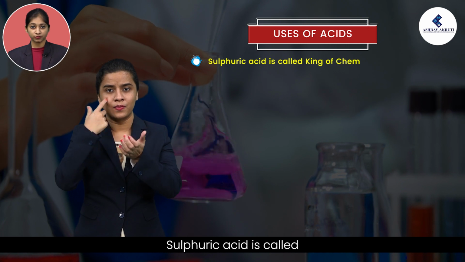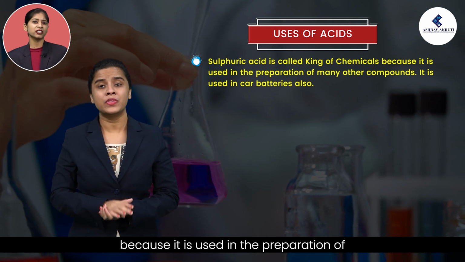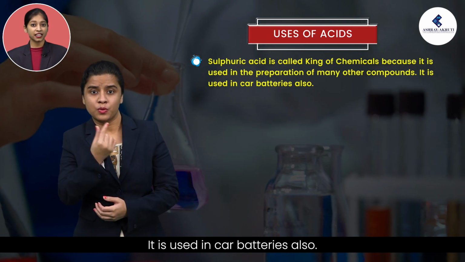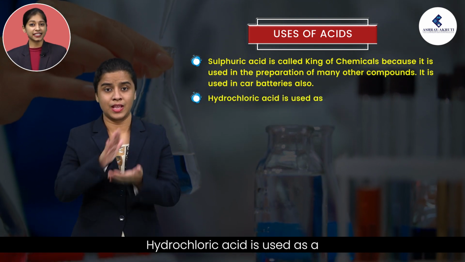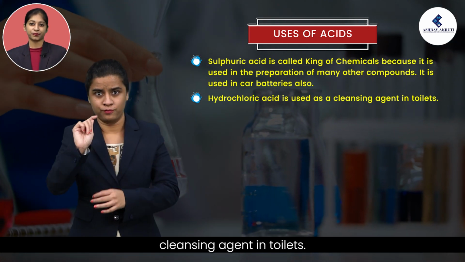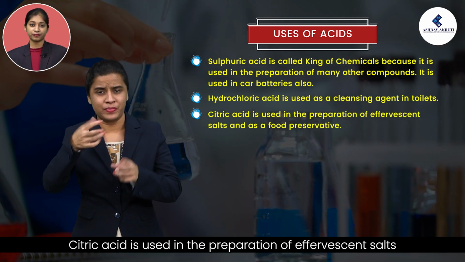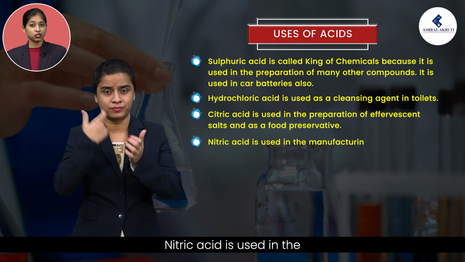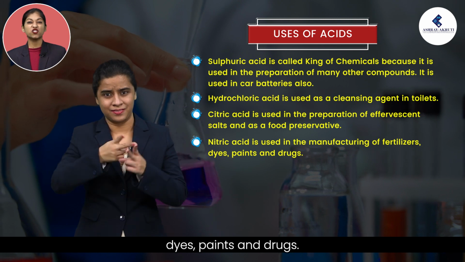Sulfuric acid is called the king of chemicals because it is used in the preparation of many other compounds. It is used in car batteries also. Hydrochloric acid is used as a cleansing agent in toilets. Citric acid is used in the preparation of effervescent salts and as a food preservative. Nitric acid is used in the manufacturing of fertilizers, dyes, paints and drugs.